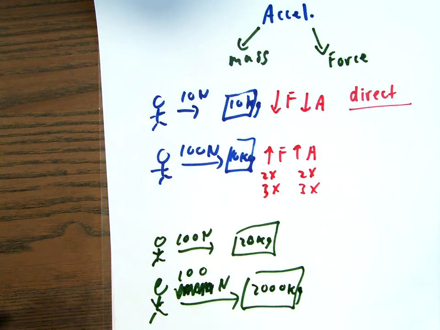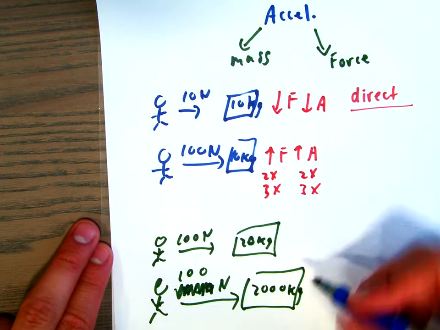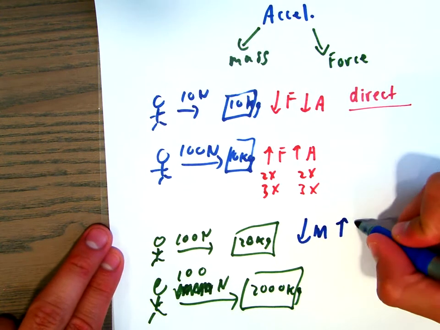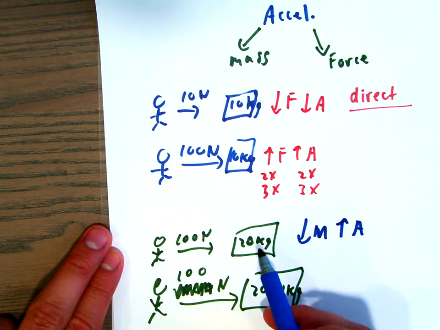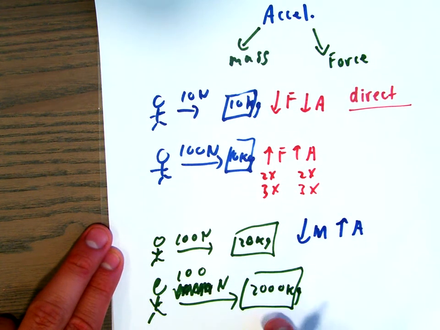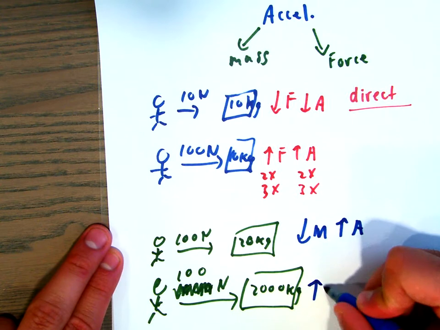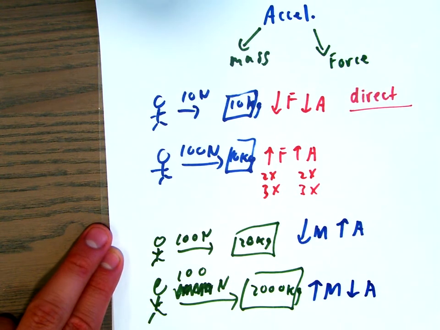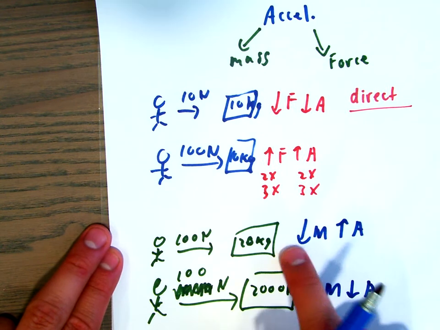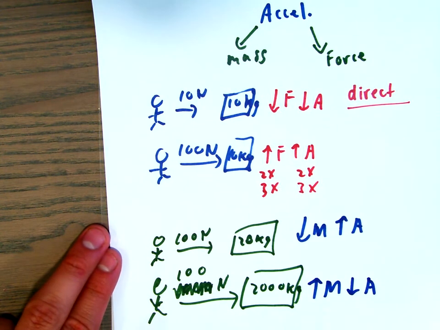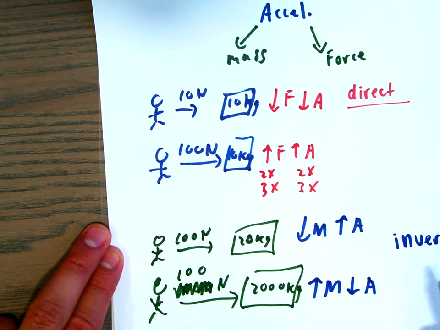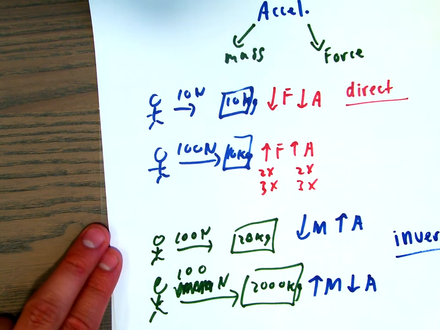So what happens here? Well, we know that when there's a small mass, it's easier to push, right? We have a bigger acceleration. This guy's going to have an easier time pushing that. But when I increase my mass, it doesn't move that quickly anymore. My acceleration goes down. So when one goes up, the other one goes down. That's what we call an inverse relationship.